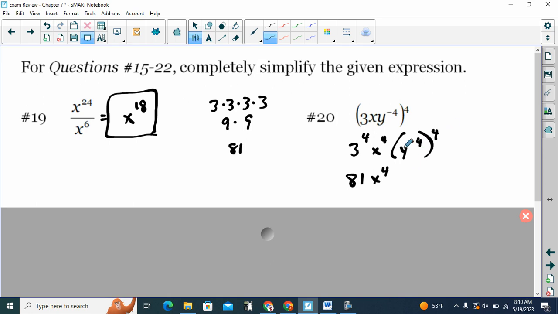This looks a lot like number 18, power of a power. We multiply exponents there. Negative 4 times 4 is negative 16. We should never have a negative exponent in our answer. Y to the negative 16th, we are going to rewrite that. Negative exponents get moved down to the bottom, and we change to a positive exponent. So the answer is 81x to the 4th over y to the 16th.